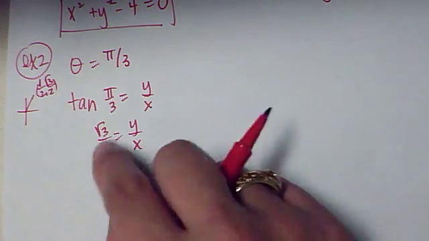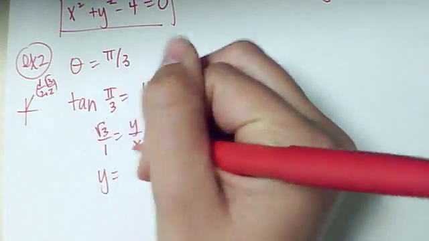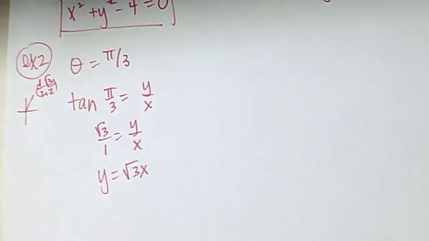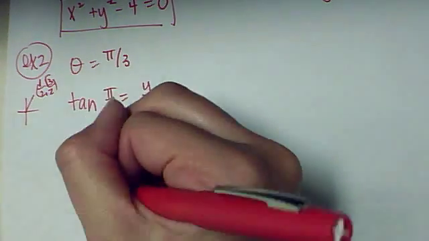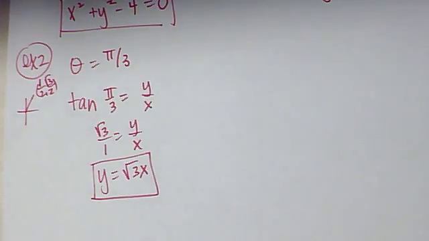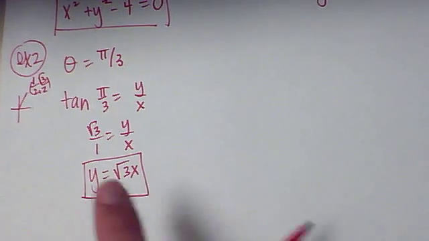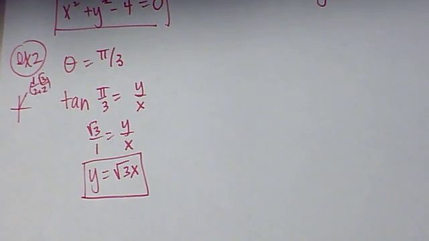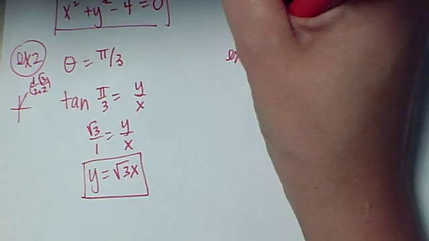So I'm going to cross multiply. 1 times y is y. Square root of 3 times x is square root of 3 x. And so that's all. I'm totally done now. And that's my new equation in rectangular form. If I wanted to go like I was going in example 1, where I get all of my stuff on the same side, I would just subtract this over here and set it equal to 0. Easy enough. Let's do one more example.